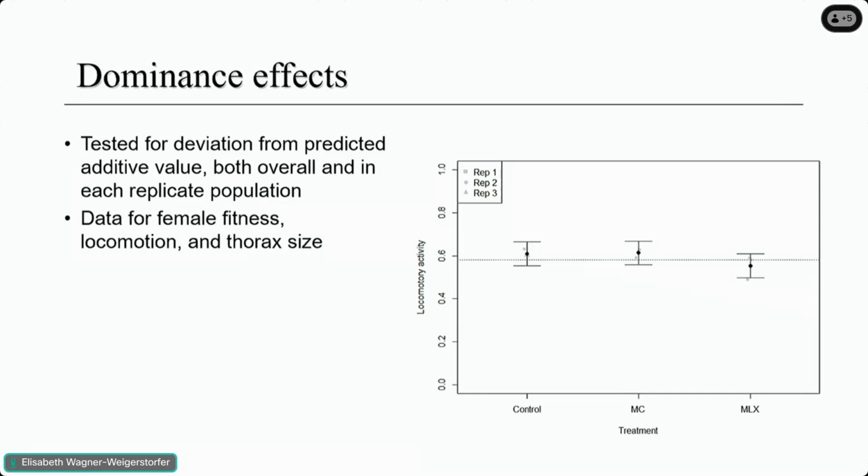And the plots that I'm going to show after this are basically set up like this, so that you have the control mean, the MLX mean, and then this heterozygote treatment. And the dashed line is the additive prediction. So taking the mean between the control and the MLX, you would expect the MC treatment to end up with the mean on that dashed line or dotted line. And in this case, locomotor activity, it was not significantly different. All the previous figures that I've shown, the error bars have been standard errors, but these ones are 95% confidence intervals, so that if they overlap, you can say that it's non-significant.